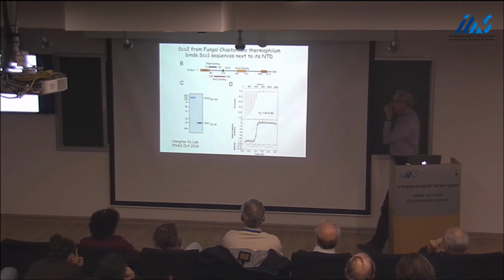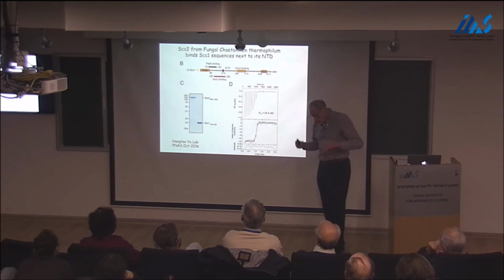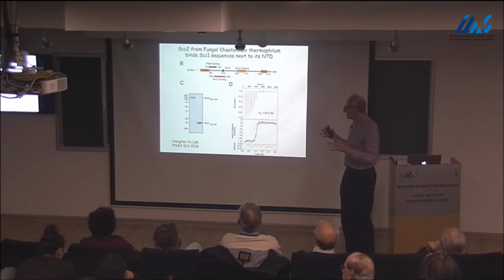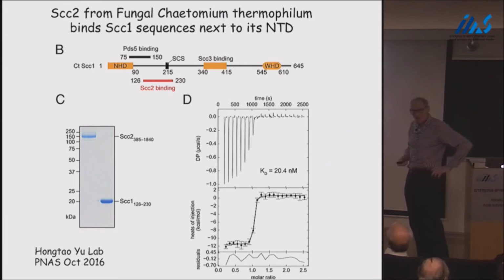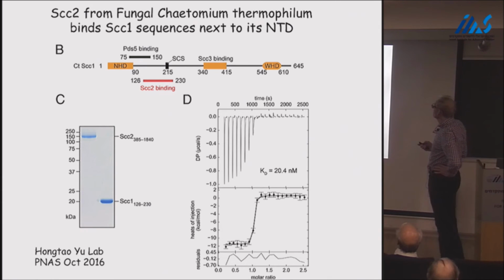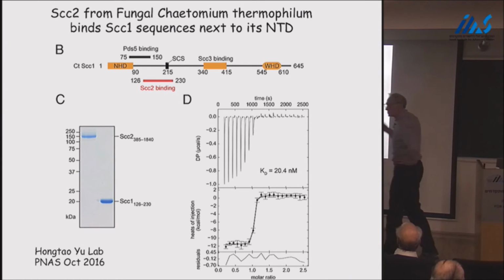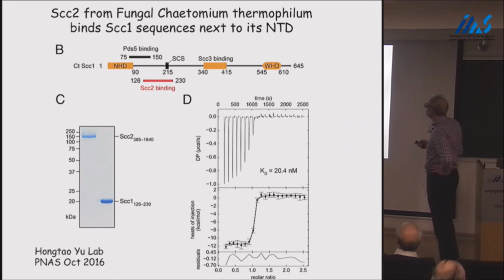Okay. So what we believe is that SSE2 displaces PDS5. Now we happen to know, Jan and my lab were able to get a structure of PDS5 bound to the cohesin, and we know that the place on the cohesin that PDS5 binds is this region here. And Hung-Tao Yu's lab has just published a structure of SSE2 from a fungus, Chaetomium, but it'll be not very similar to yeast.